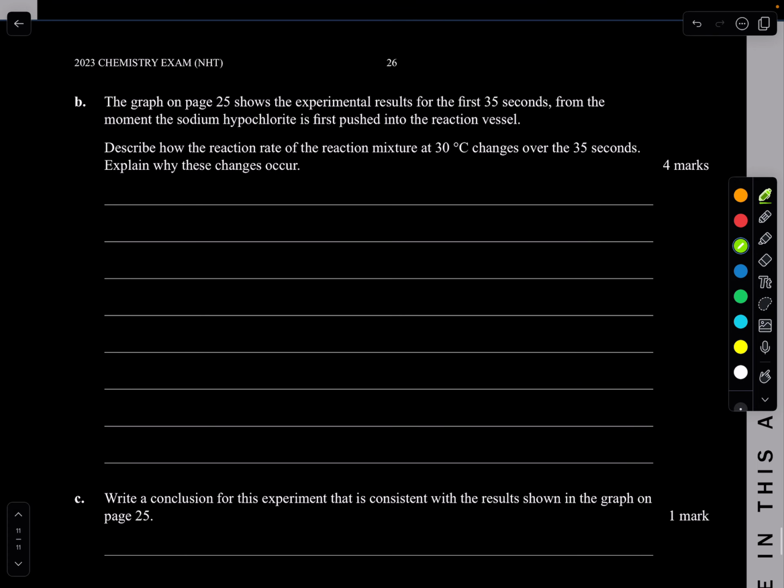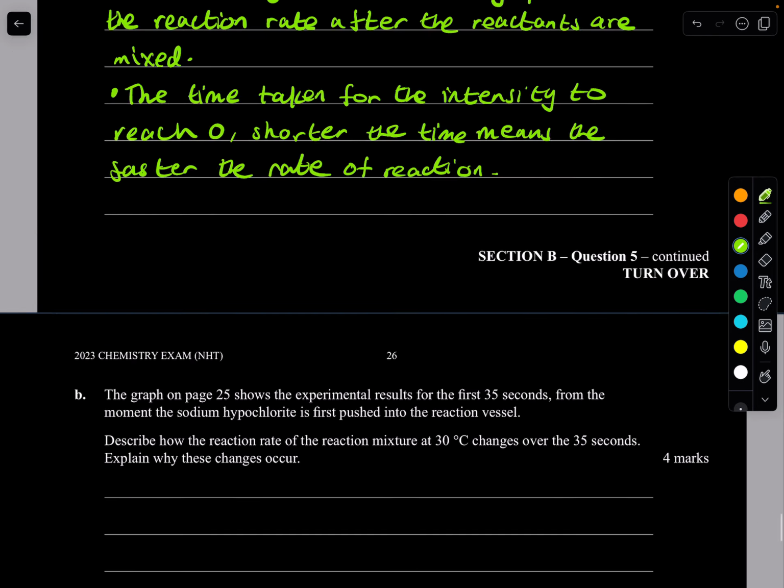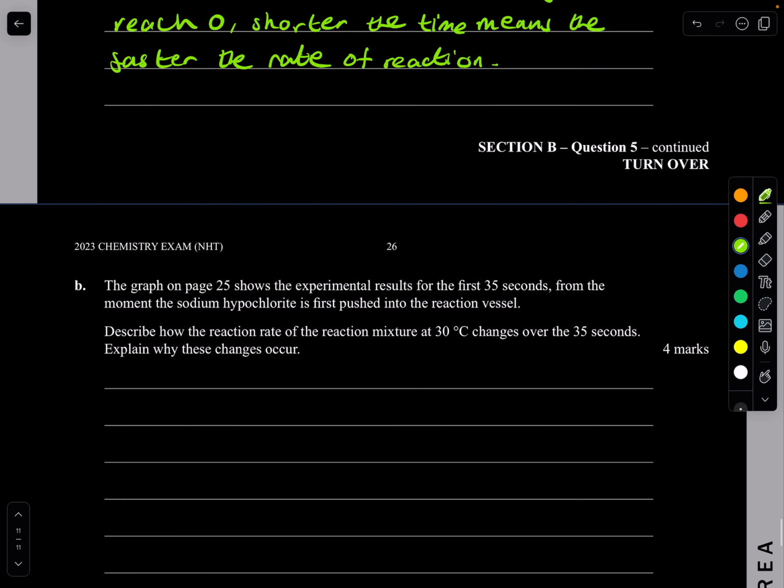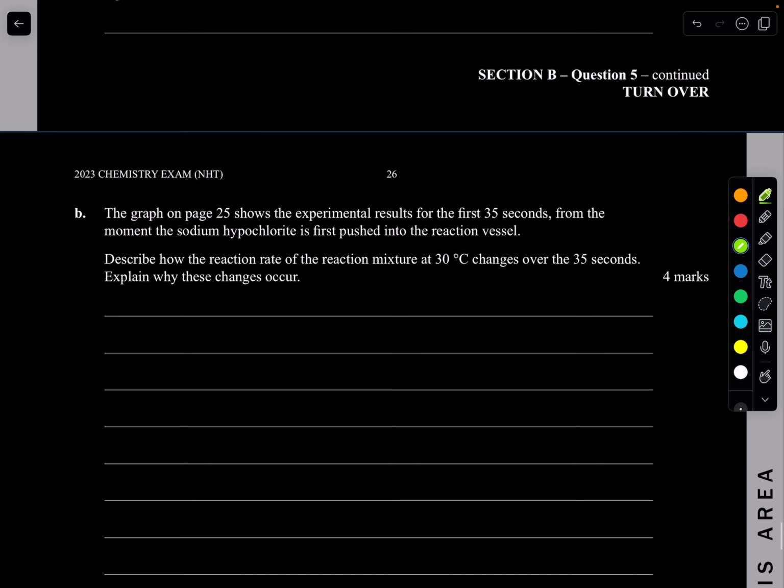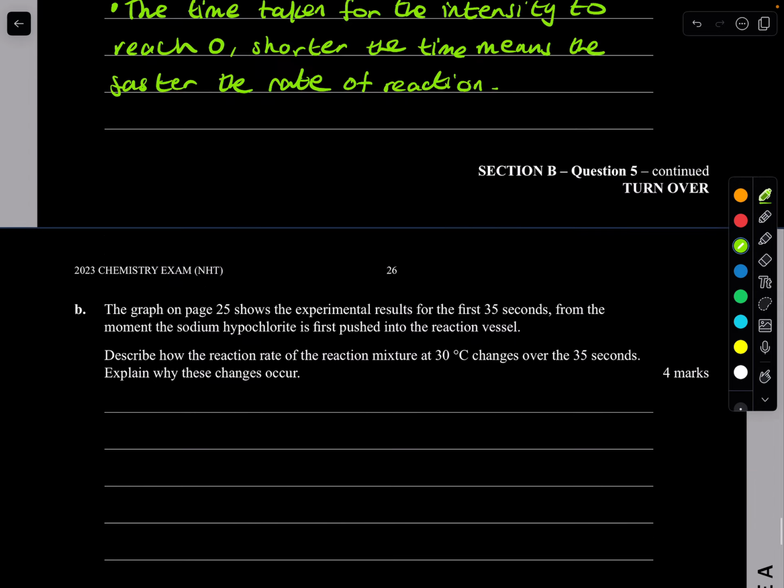So B says the graph on page 25, this one here, shows the experimental results for the first 35 seconds from the moment the solution of hypochlorite is first pushed into the reaction vessel. Describe how the reaction rate of the reaction mixture at 30 degrees changes over the 35 seconds. Explain why these changes occur. So 4 marks. Basically we describe it and explain why, using the reaction rate.